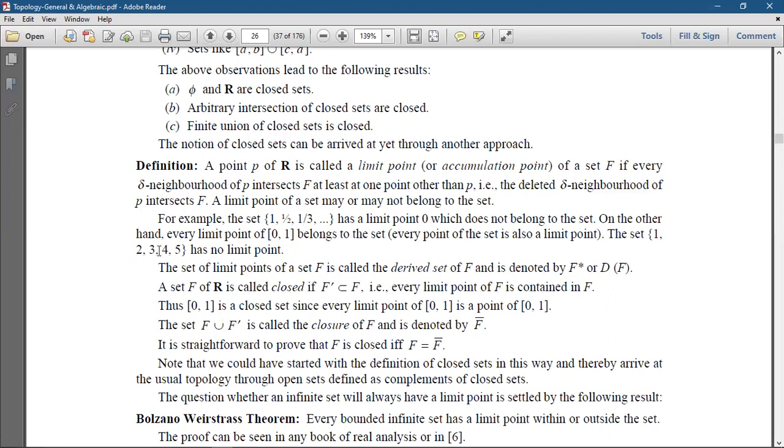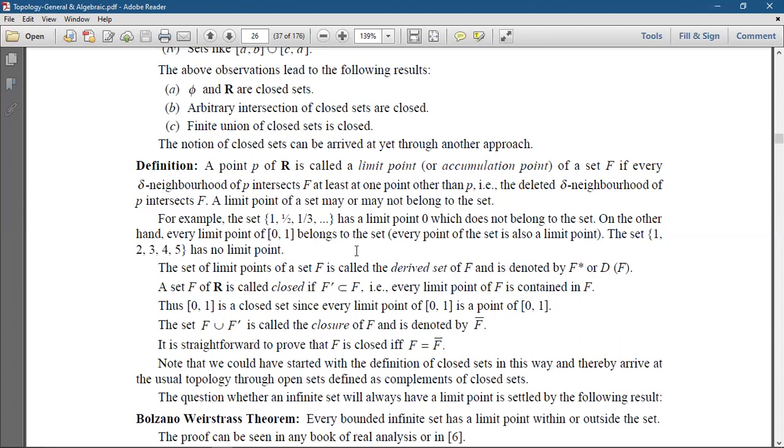On the other hand, every limit point of [0, 1] belongs to the set. That means every point of the set is also a limit point. The set {1, 2, 3, 4, 5} has no limit point.